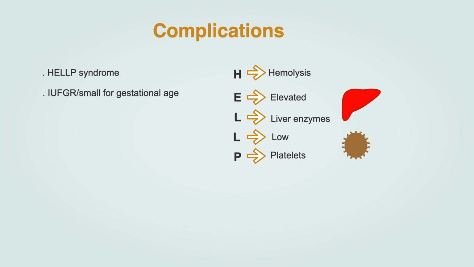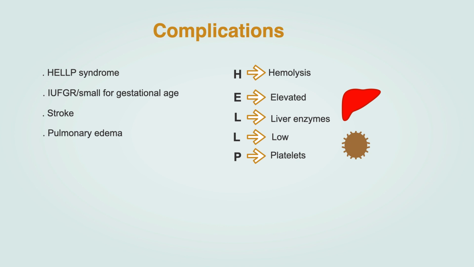Then intrauterine growth restriction, very high yield. I touched on that in the beginning, and I'm saying this over and over again because it is very high yield to know, and it is asked over and over again in questions of USMLE Step 2 CK. Another could be stroke, and the reason for this again is due to vasospasm or microthrombi reducing the flow towards the brain. Pulmonary edema is another.